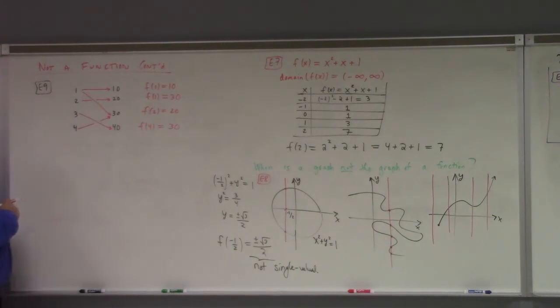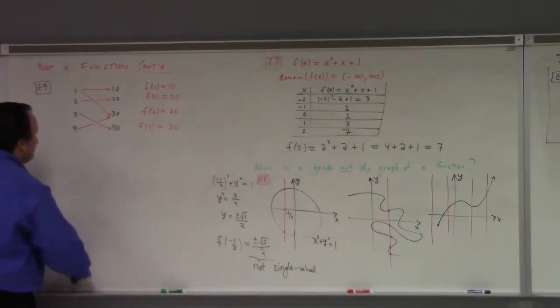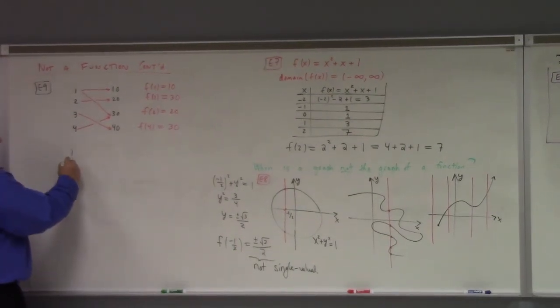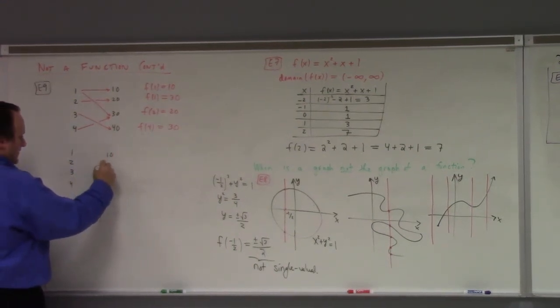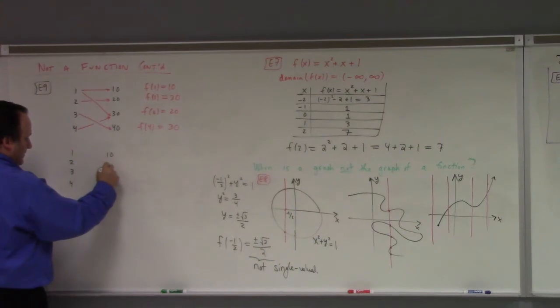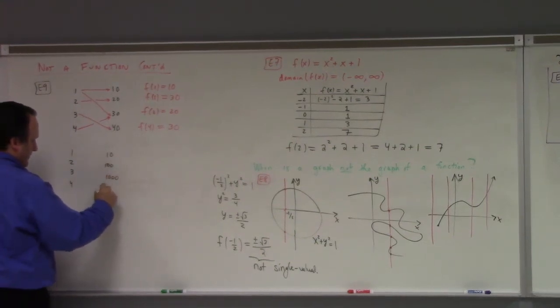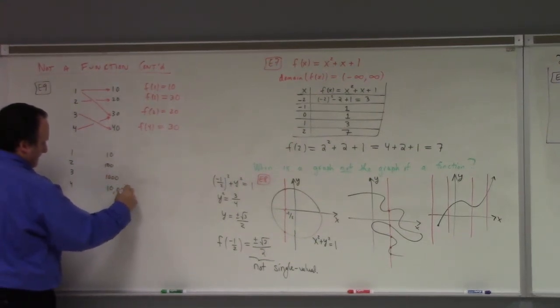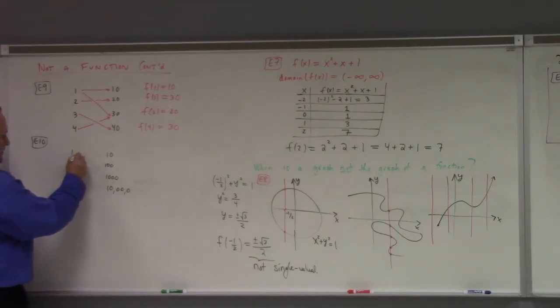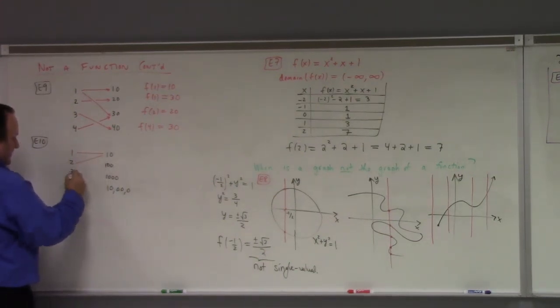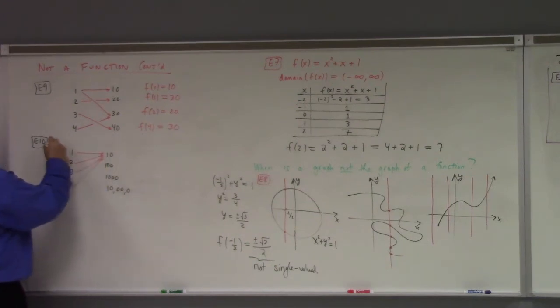But here's another one. 1, 2, 3, 4, 10, 100, 1,000, 10,000. All right? Suppose we had this. Here's the picture. 1 goes to 10, 2 goes to 10, 3 goes to 10, 4 goes to 10. My question to you is, is this a function?